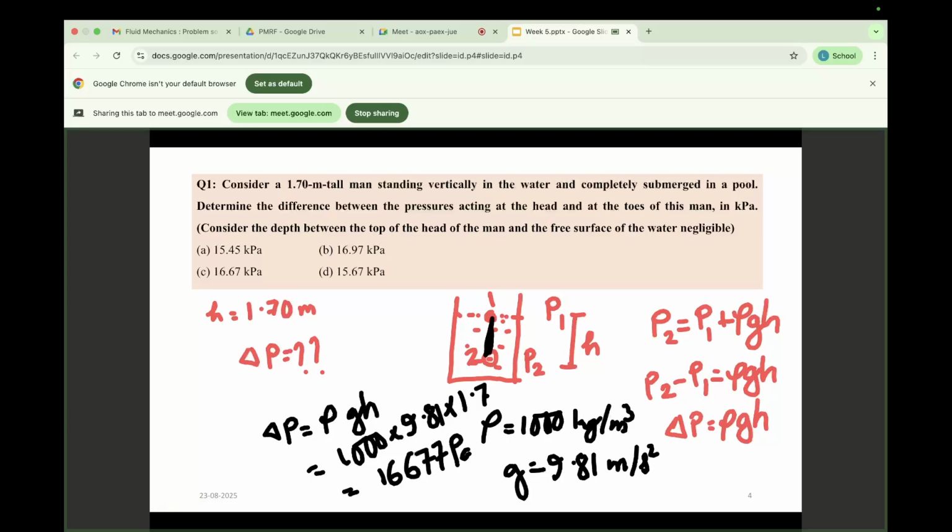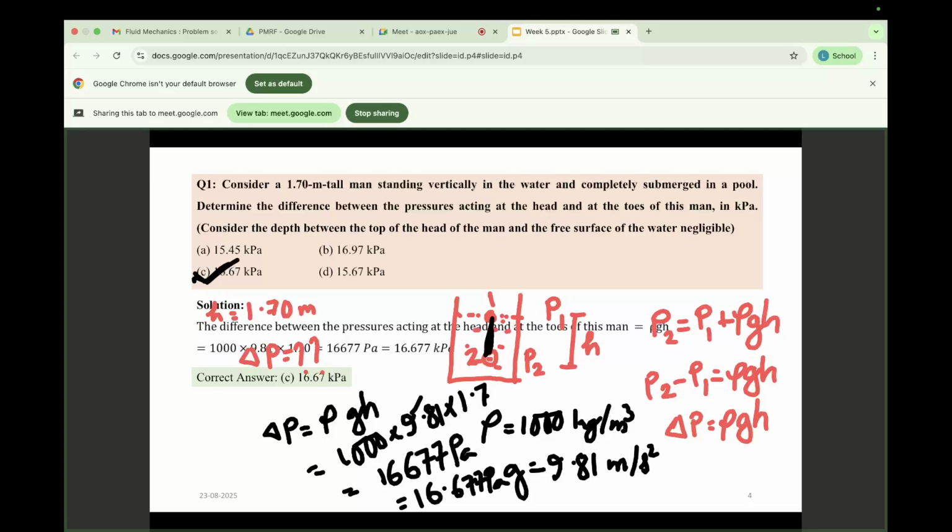So the value that we will get is around 16677 Pascal, right? But in the answer it is in kilopascal. So that means we should divide it by 1000. So that means 16.677 kilopascal. That's why the correct answer is option C. Okay, that is how you will solve this problem. So this is the concept that you need to understand and apply in such types of questions.